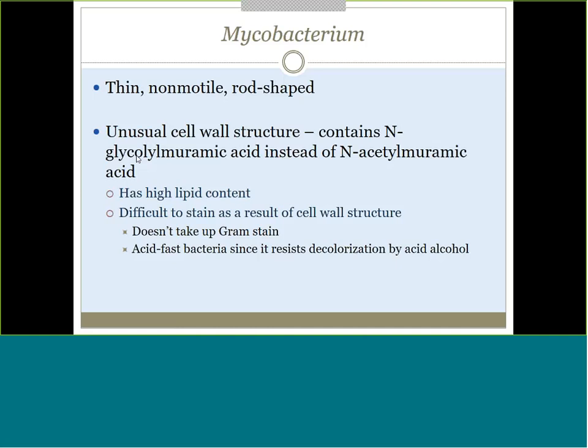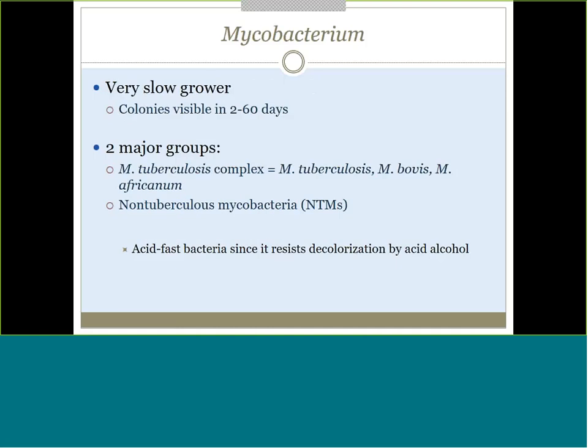That was also learned back in Micro 1 when we learned gram stain. We learned a little bit about that acid-fast staining process, and we need to remember that for this chapter and for future tests as well. Acid-fast bacteria are called acid-fast because they resist decolorization by acid alcohol.